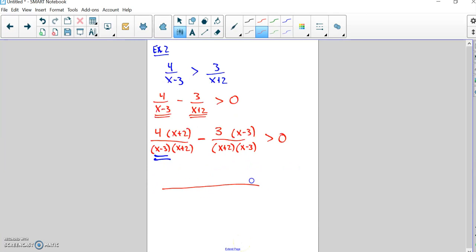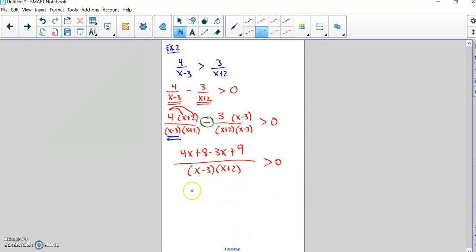So what I can now do is put both of them on the same fraction, and I can combine it all. So here's what I've got. I'm going to distribute as I go. So 4 times x is 4x. 4 times 2, positive 8. Please keep in mind that the sign in the middle of these two fractions is a minus. So when I distribute this 3, I really need to distribute a negative 3. So what we're going to get here is negative 3 times x, which is negative 3x, and then negative 3 times negative 3 gives me a positive 9.